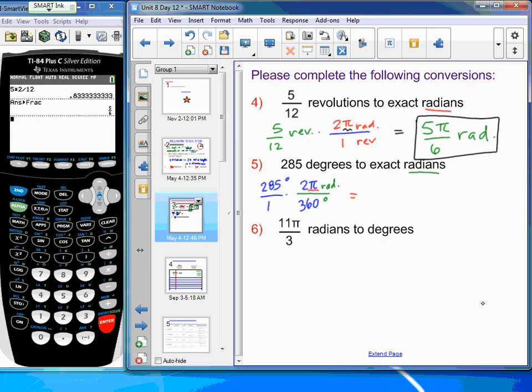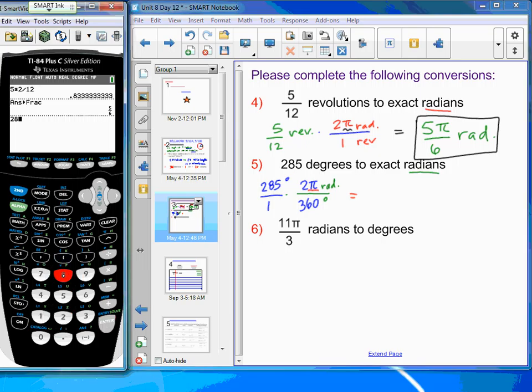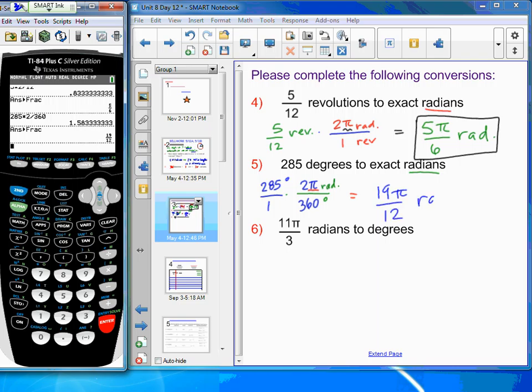So let's try that and see what it looks like. 285 times 2 divided by 360. Enter. Math. Frac. And I get 19/12. 19/12, is that right? And I'll put the pi back in on top, so I get 19 pi over 12. And the label would be radians.